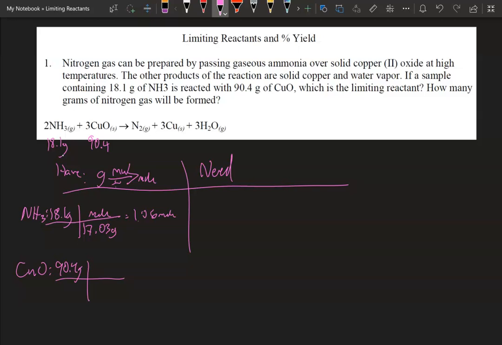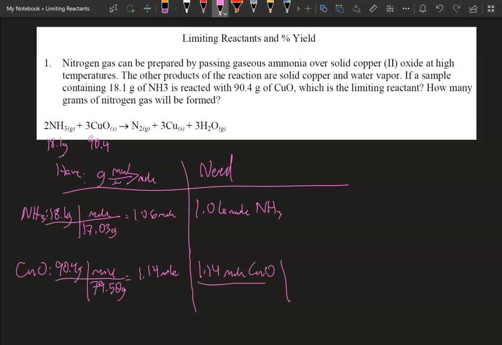We're going to do the exact same thing for the CuO. Copper is 63.55 plus 16 for oxygen, and that's 79.55 grams per mole for the CuO. Now 90.4 divided by 79.5 gives me 1.14 moles of CuO. Now we're going to take these two values and rewrite them over here, but make sure you include the NH3 and the CuO on the end there.